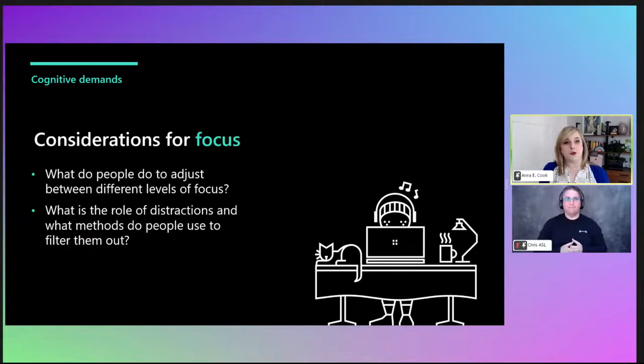When it comes to focus, we need to consider the cost of interruption. People move between focused activity and states where they're taking in information. So we need to consider what people do to adjust between different levels of focus. We also need to consider the role of distractions and what methods people use to filter them out.